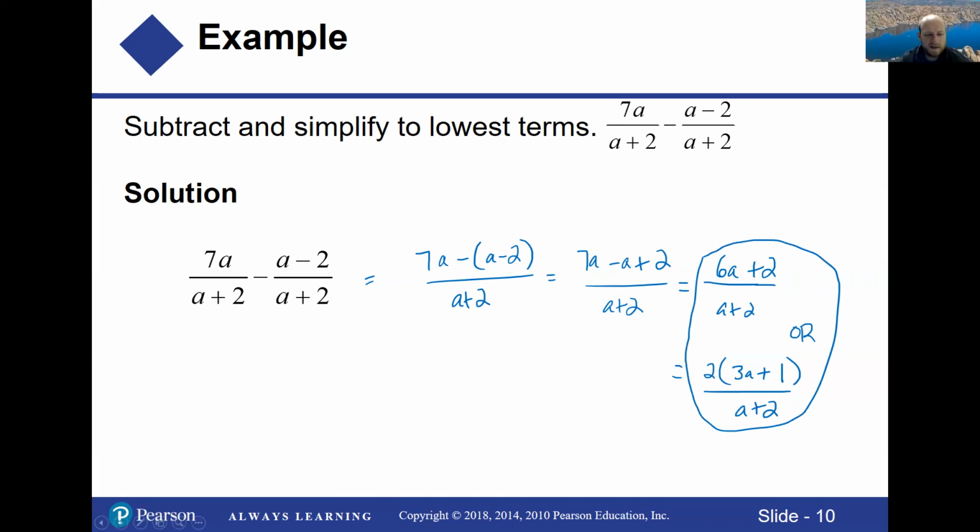And that is simplifying when we're adding and subtracting rational expressions with the common denominator. Next section in 7.4, we will add and subtract with unlike denominators. So it's going to be a little bit harder. We'll have to find or make a common denominator and then add and subtract from there. So until then, I'll see you next time.